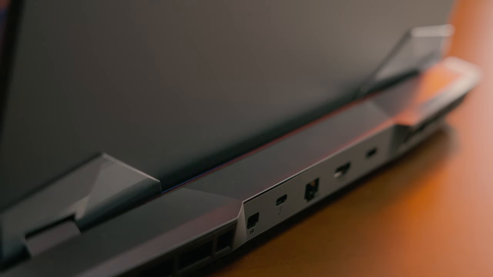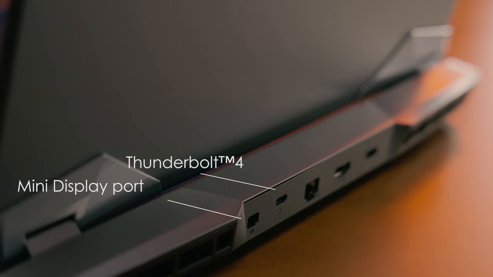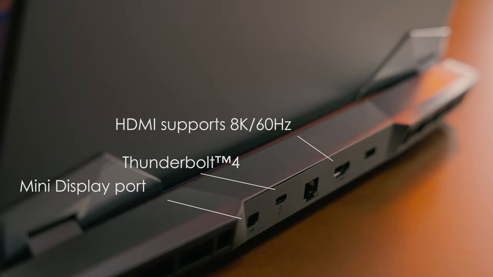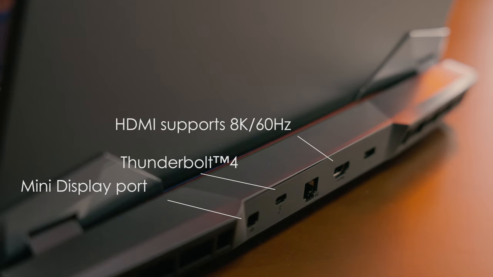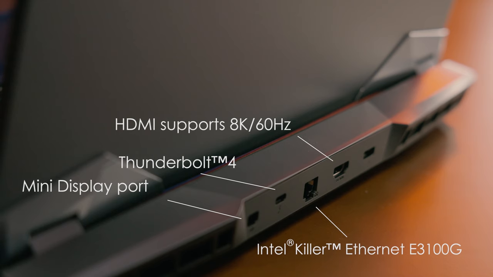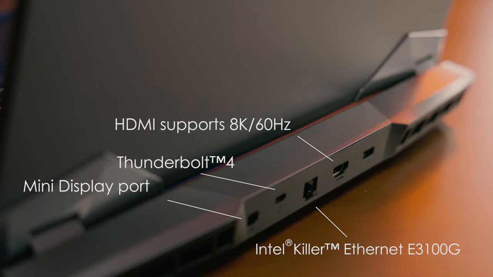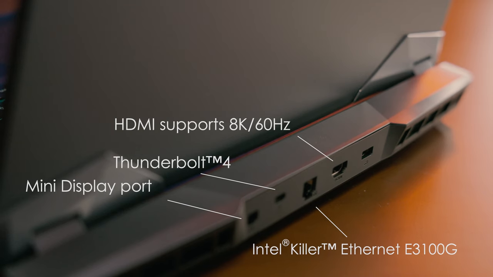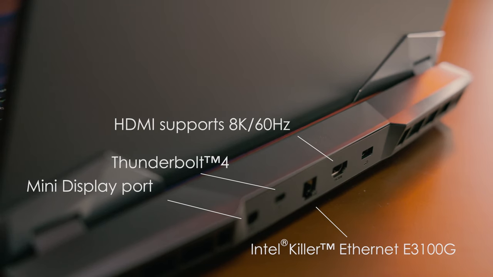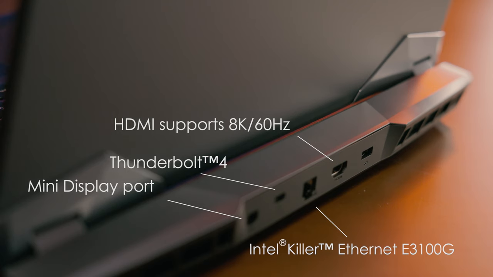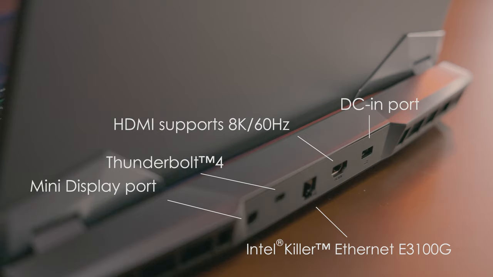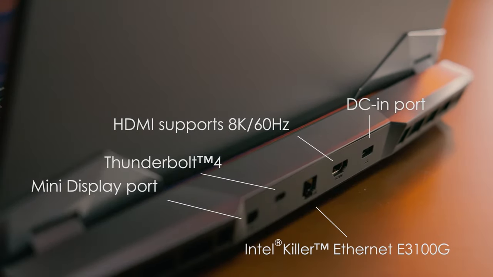In the rear, we have three video outputs, including a mini DisplayPort, a USB Type-C that supports Thunderbolt 4, and HDMI supporting 8K 60Hz. The Intel Killer E3100 LAN and Wi-Fi 6E technology provides internet speed that is higher than ever before, and it becomes more perfect if you have the latest high-level internet environment. The last one is the DC in port, which supports reverse insertion.